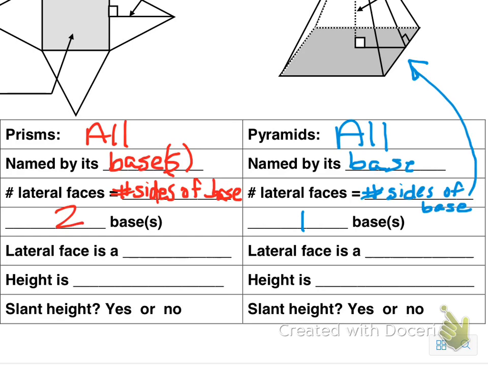Okay, lateral face of a prism. Let's think. Lateral faces, they're all rectangles. And if you did not know that, you can go back and look at the notes that you color-coded before spring break, where we colored the bases in blue and the faces in different colors. Okay, the lateral face of all pyramids is a triangle.